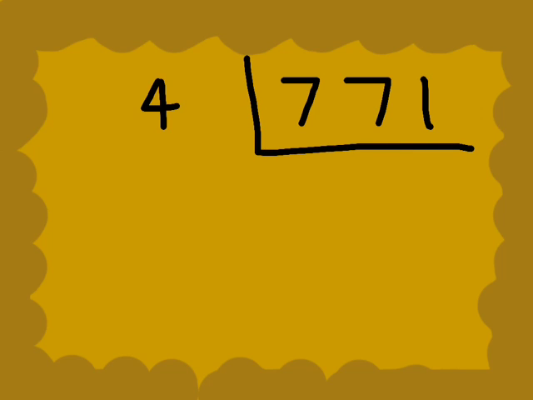Right, I'm going to make that sum slightly harder by going back and choosing 4 into 771, which I know then won't give an exact number, but will leave us with a remainder. So how many 4s in 7? There is 1, remainder 3. How many 4s in 37? There are 9, remainder 1.